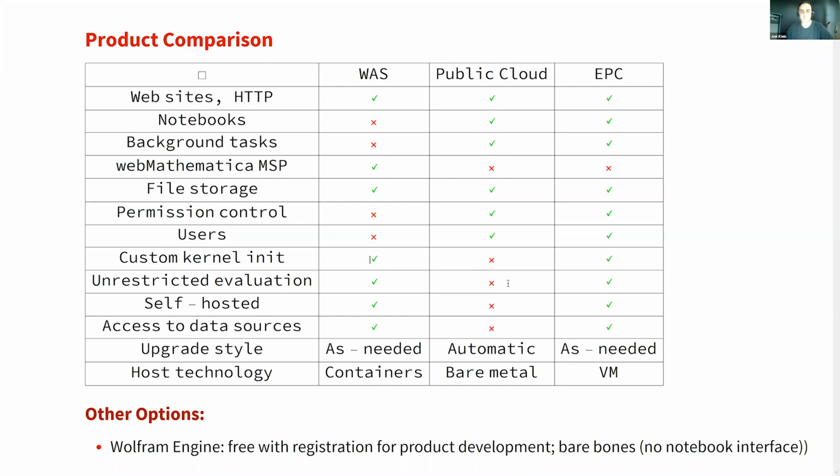Evaluations are restricted in public cloud because it's a shared environment. We need to put a cap on usage, but that's what you get back when you have WAS or EPC: lifting those restrictions. And self-hosting. WAS and EPC are self-hosted. That's the basic idea of those.